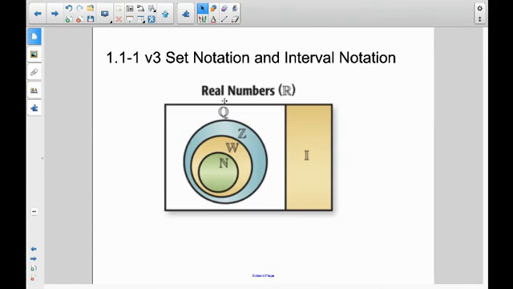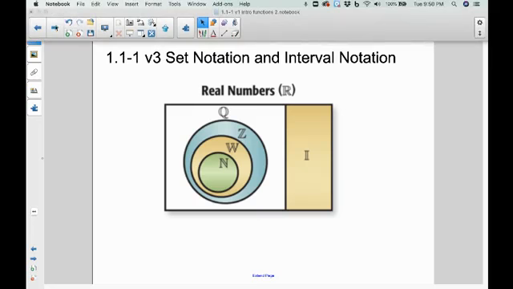So we have the set of real numbers, and it's broken down into other types of sets of numbers. It's not a huge deal. Don't expect you to remember all of these at all. Do expect you to know that this fancy R like this means the set of all real numbers.